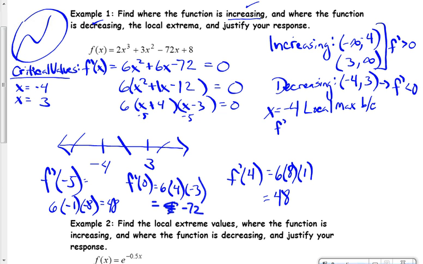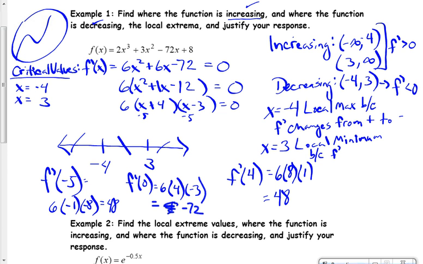F prime, here's the appropriate response. F prime changes from positive to negative. That's how you defend a max. Okay. What about x equals 3? It's a local, what? It's a local minimum. Why?